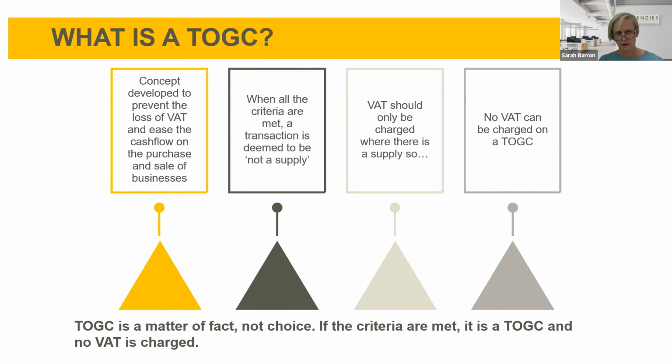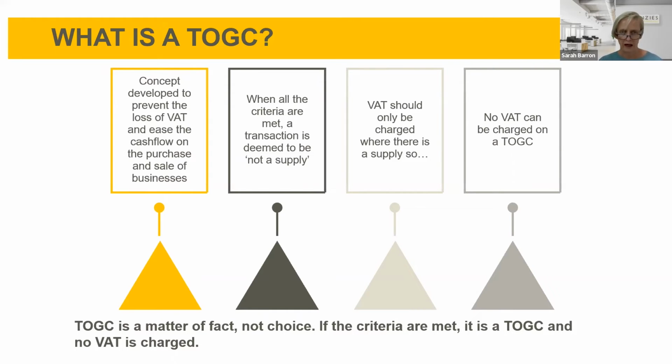So coming back to our main topic of TOGCs. If we go back to our earlier slide, we've decided that the sale of a land or a commercial building is exempt from VAT without an option to tax. But in VAT, we're really hung up on definitions. We love a definition, and we'd like to identify exactly what it is that we're selling.